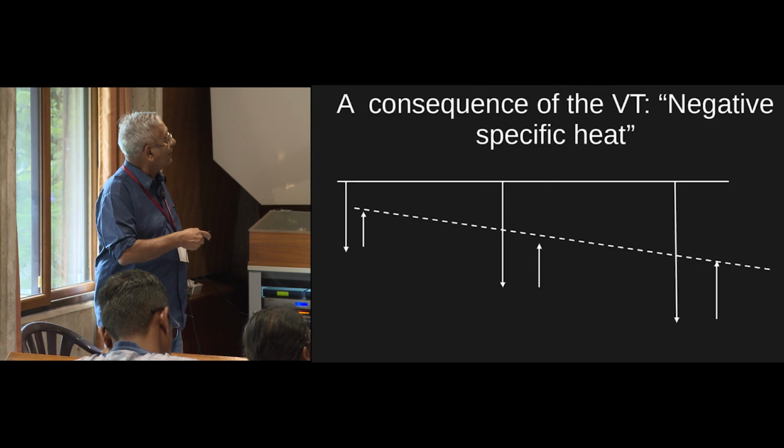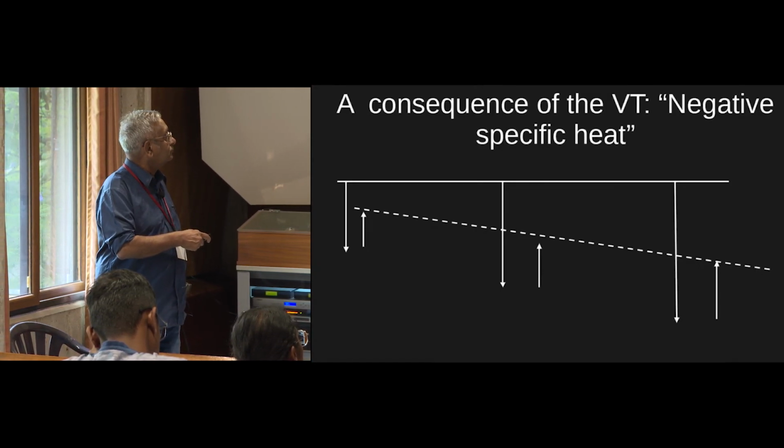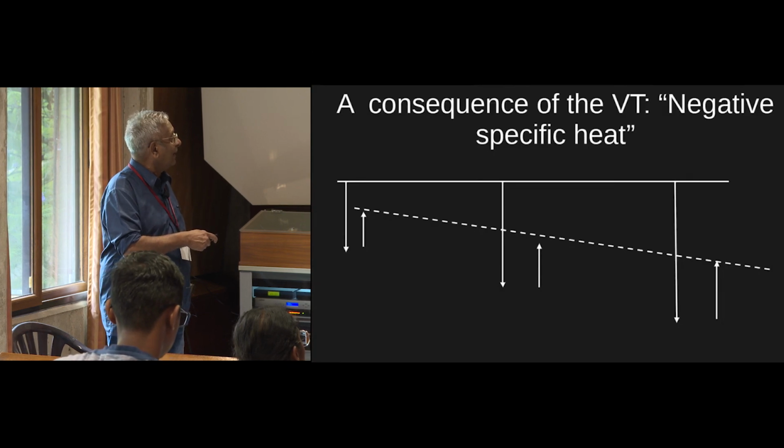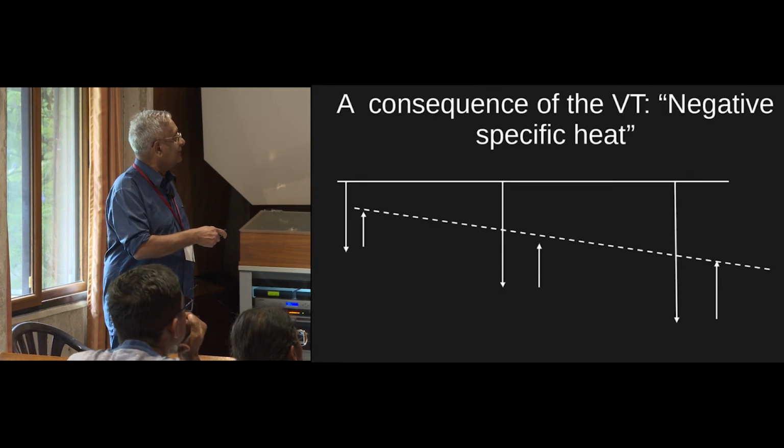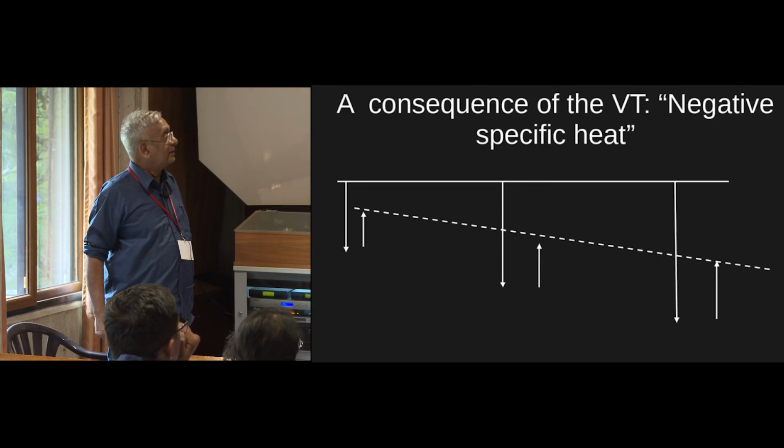So I'm here talking of a system which obeys the virial theorem. It has some negative potential energy, and half of that is the kinetic energy. And this is the total energy, which is still negative, right? Which is why it's a bound system.